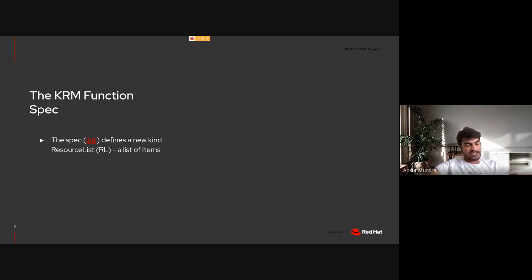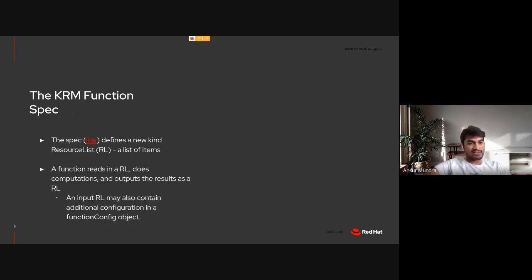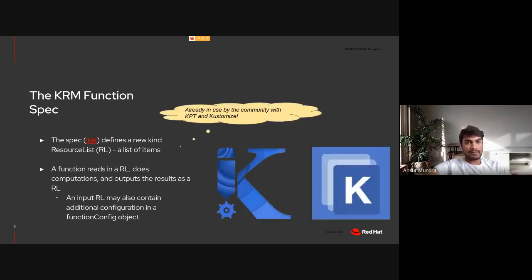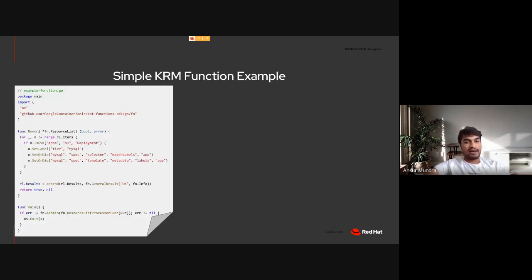Yeah, the KRM function specification. So the KRM function specification basically defines a new object of kind ResourceList. And as the name suggests, it's a list of resources. And the functions in Kubernetes basically take input as a resource list and produce an output also as a resource list. And we can pass the function config as part of the resource list as well. And these KRM functions are already in use by the community with the help of KPT and Kustomize. Now I'll ask Jonah to explain it better with the examples.